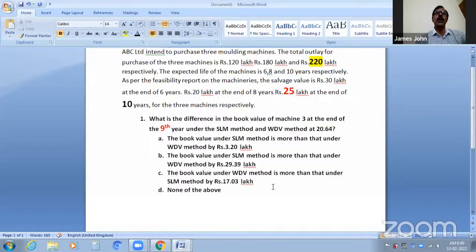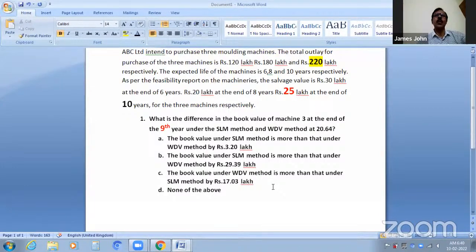How do you get the book value? You got the total amount of depreciation. How do you get the book value? You subtract it from the original cost: original cost, 220, minus the product which you have got. How much did you get? 44.5. 44.5. Fine. Now look at the second one.